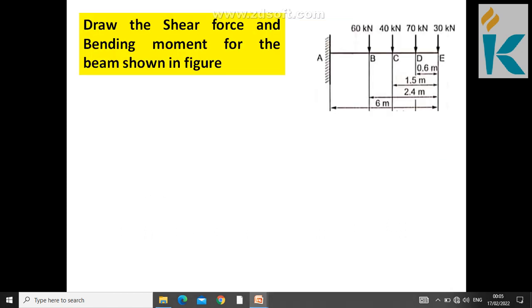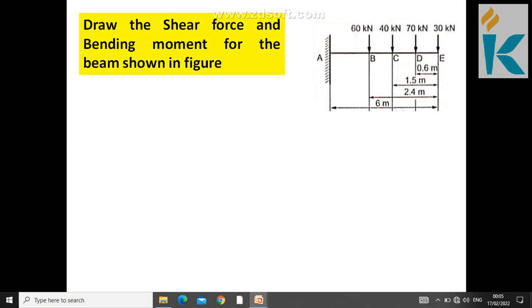Now coming to the problem, this is the arrangement they have given as a diagram. They are simply asking for the shear force and bending moment for the given arrangement. You see there are 4 point loads acting from the free end: at E you have 30 kilonewton, at D 70 kilonewton, at C 40 kilonewton, at B 60 kilonewton, and the distances are 0.6, 1.5, 2.4 and 6 meter from the free end to the fixed end.